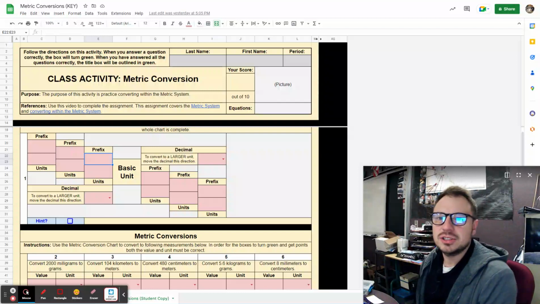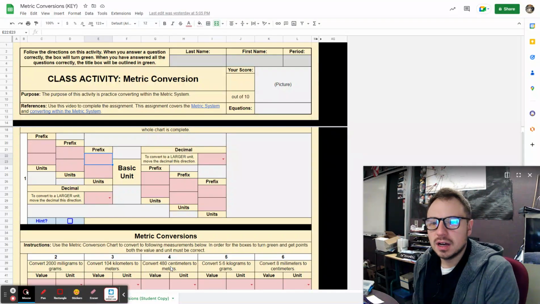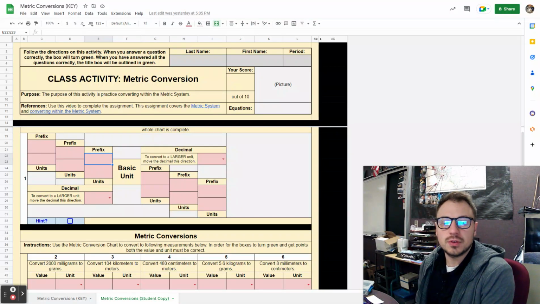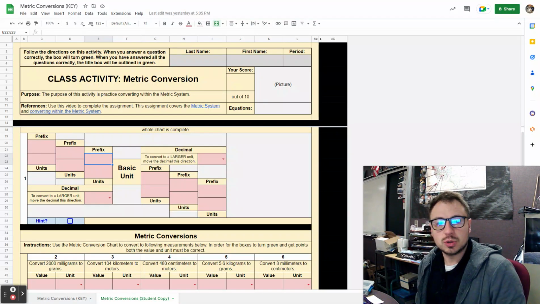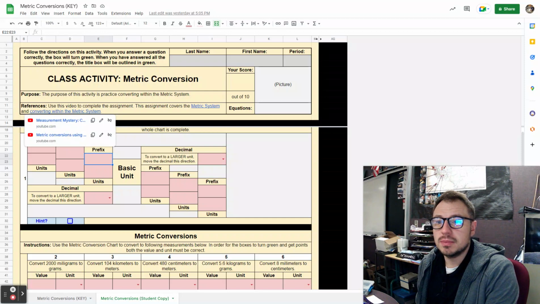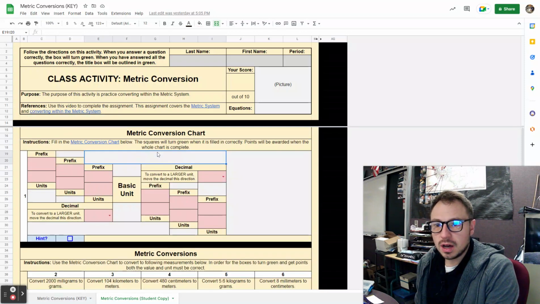This is the metric conversion class activity. The purpose of this activity is to practice converting within the metric system. So you can see that there are some references. I will put this video up here, but also there is one just about the metric system and converting within the metric system. So the first part is the metric conversion chart.